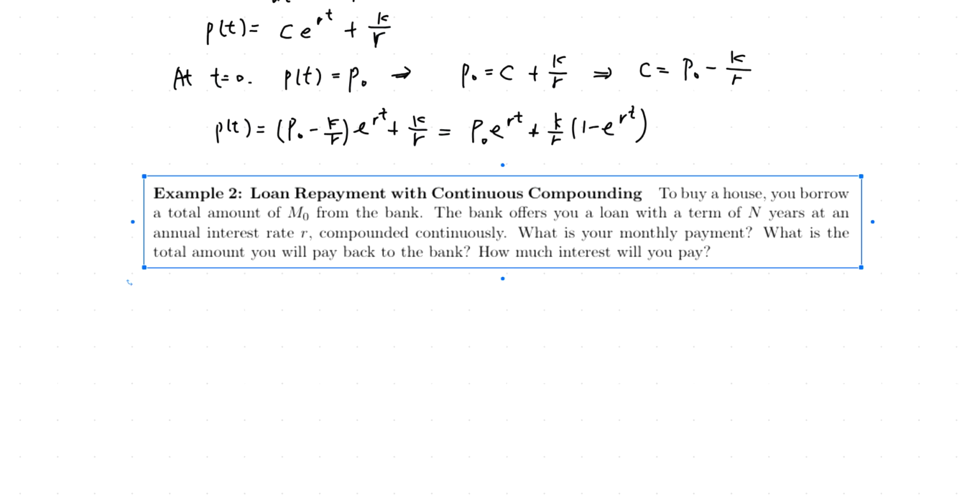So it means you know what M naught is, you know what N is. N can be 5 years, 10 years, whatever. Given N, given interest rate R, and given the principal M naught, what is your monthly payment? Basically, that's what's being asked. And you can also ask other questions, how much interest you paid and how much total you paid.